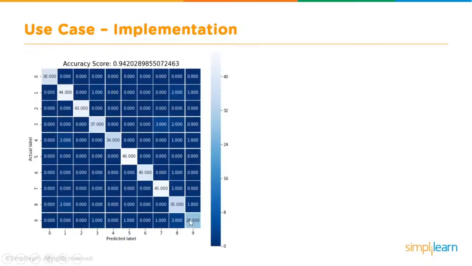So for an ideal model which has, let's say, 100% accuracy, everything will be only in the diagonal. There will be no numbers other than 0 in all other cells. So that is a 100% accurate model. That's how to use this confusion matrix.